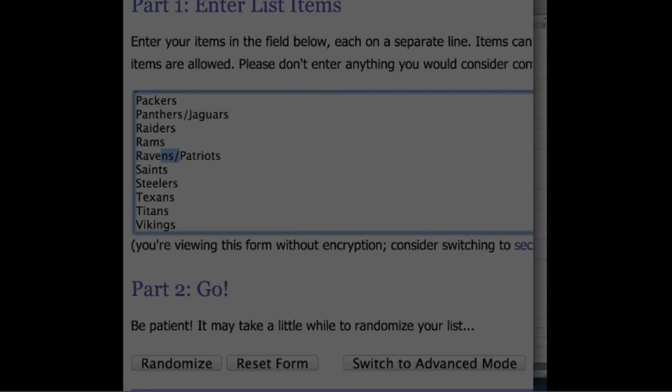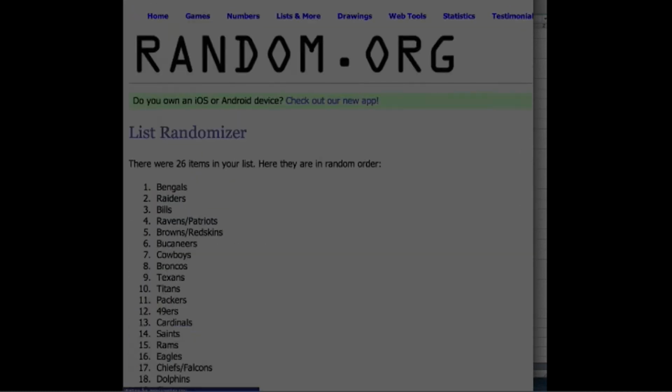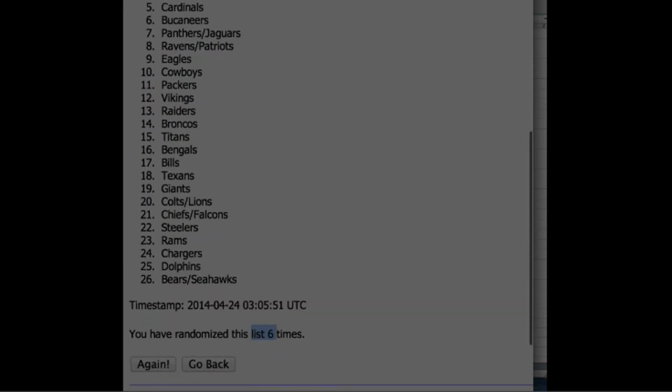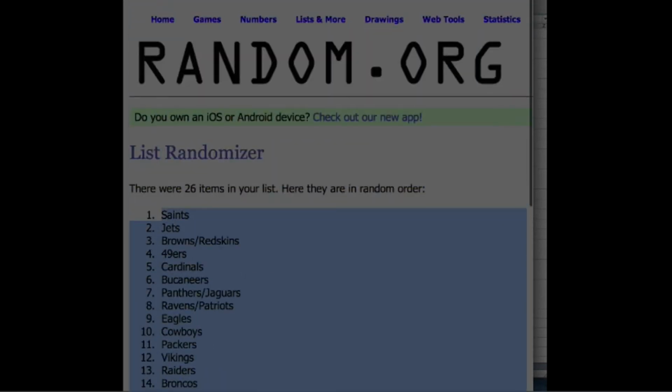Six times on the teams. Back this out a little. One, two, three, four, five, and six. There you go. Bears, Seahawks on bottom. Saints on top.